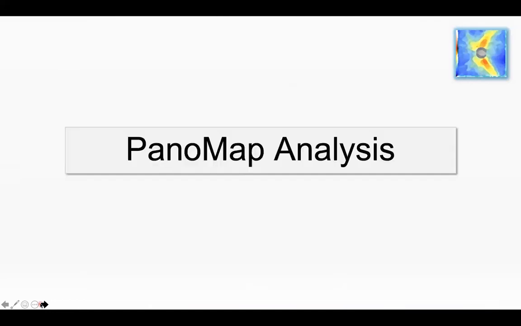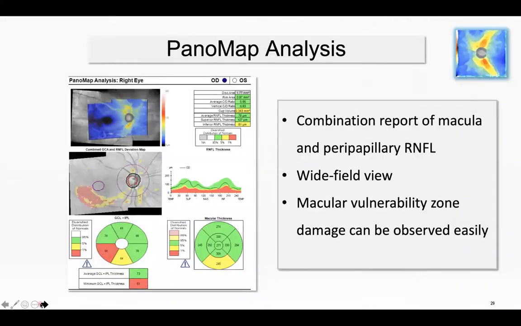And finally, I look at the Panomap analysis, which combines the peripapillary scan with the macular scan to provide a Panomap report, which shows us the wide field view and summary of the results. In this patient, you see a perfect example of damage at the macular vulnerability zone, and Panomap analysis is a good feature of Cirrus 5000. It will be easier with the faster Cirrus 6000.